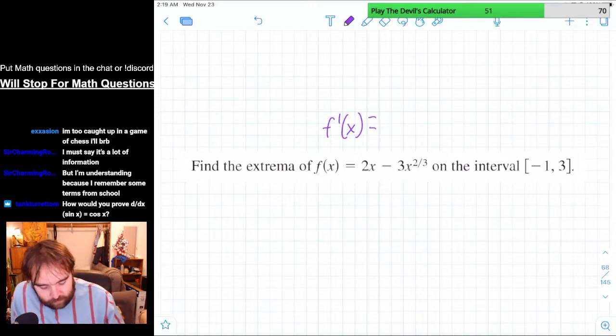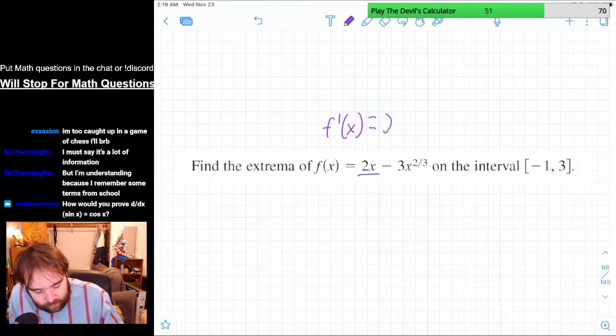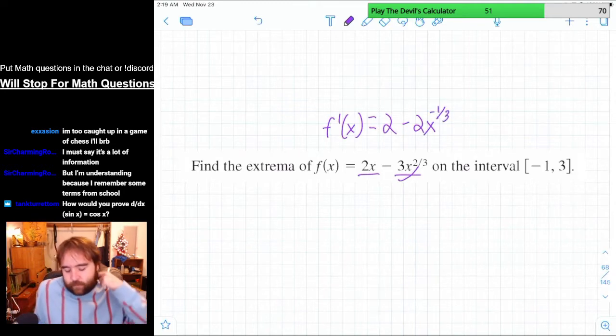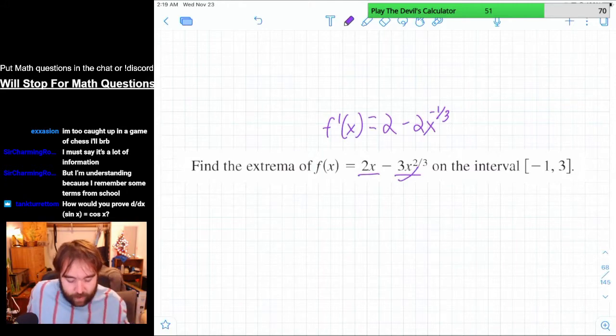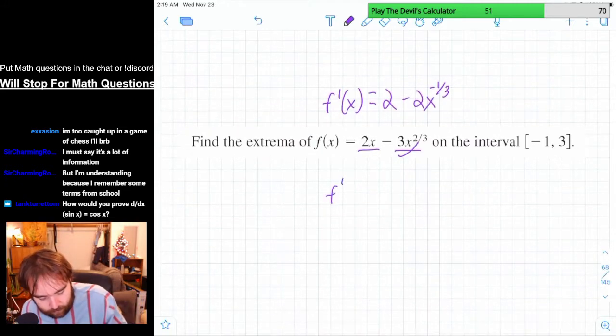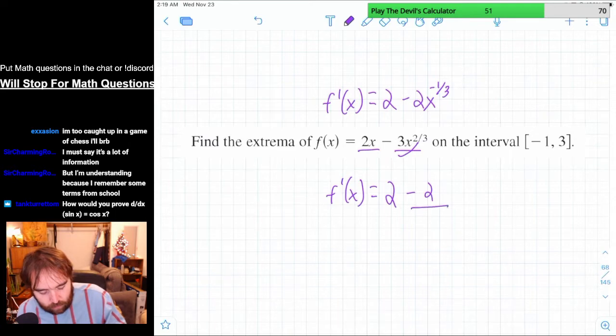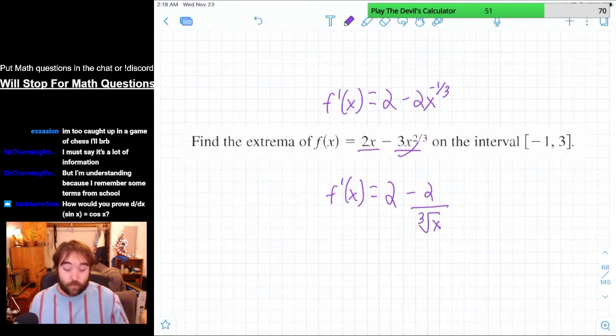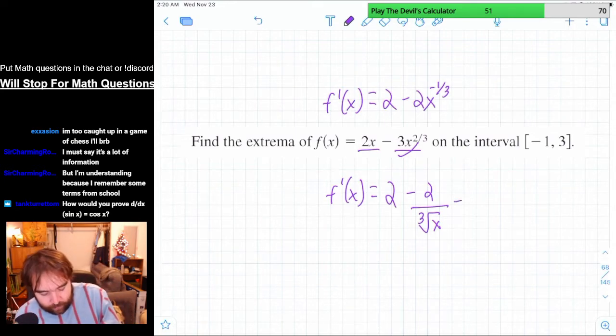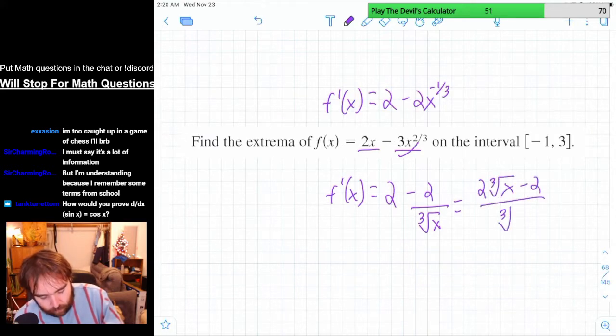So f prime of x, take the derivative. So derivative of 2x is 2. Here, power rule. So 2/3 to the front. So cancel out the 3. Decrease the power by 1. Interesting. So I'd like to fix that a little bit, because what is a negative exponent? Negative exponent means we're getting fractions involved. So that's 2 over, go ahead and write the cube root of x. So that's our derivative. I still want to mess with it a little bit, common denominator. So 2 cube root of x minus 2 over the cube root of x.